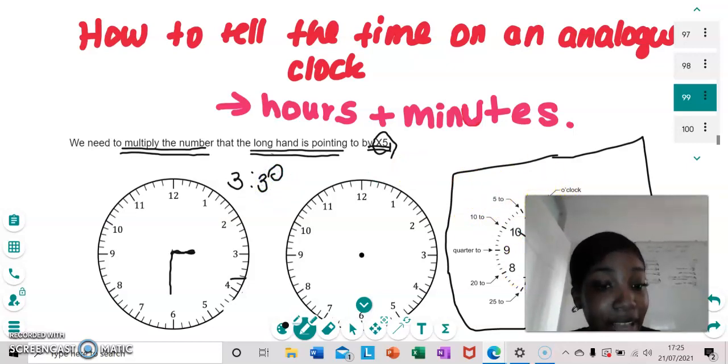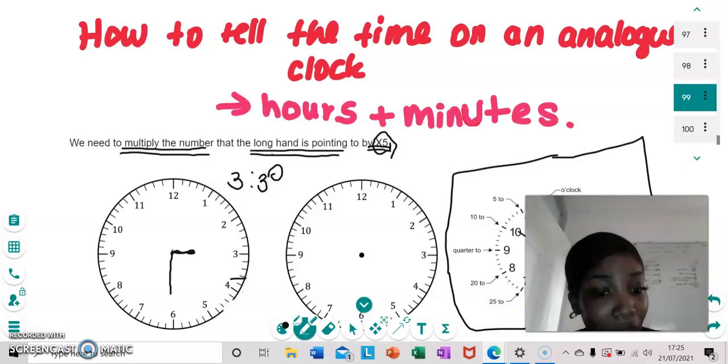So let's say that the long hand was pointing on 1, it would be 5 past the hour. If it was pointing to 2, it would be 10 past the hour. If it was pointing to 3, it would be quarter past, because it creates a shape that looks a bit like a quarter of a pizza, as you can see. So that's why it'd be called quarter past, okay? If the long hand was on the 4, it would be 20 past the hour. If it was on the 5, it would be 25 past the hour, and so on and so forth.